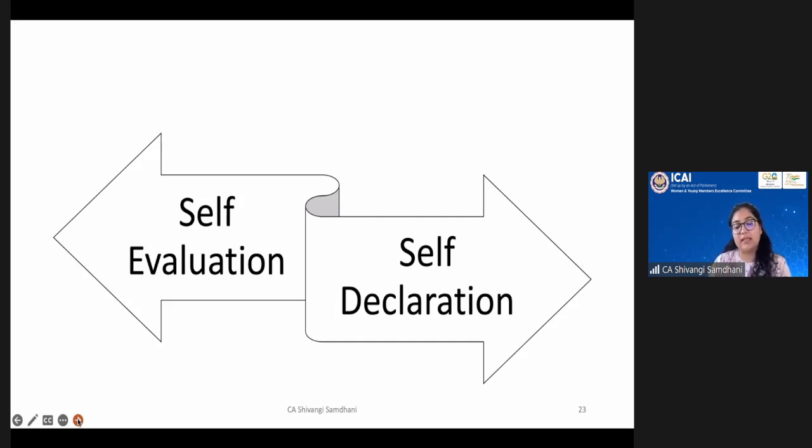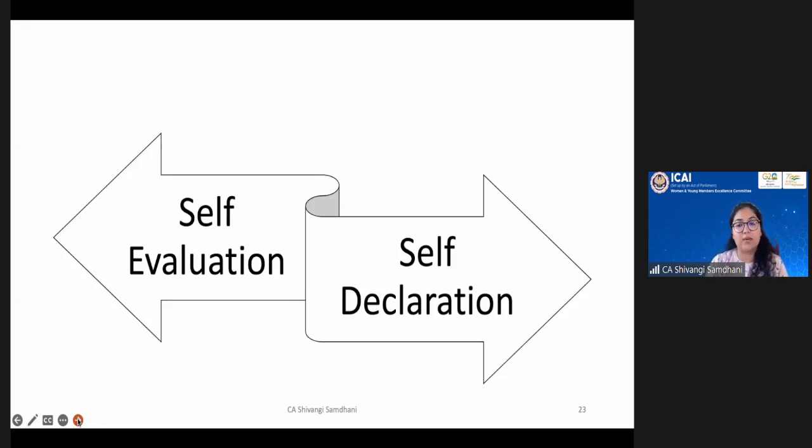Another form is ITR2. It is for individuals and HUFs who maybe are having income of more than 50 lakh, who are having income under the head capital gain also, but not PGBP. So basically the individuals and HUFs who are not having PGBP income can file ITR2.